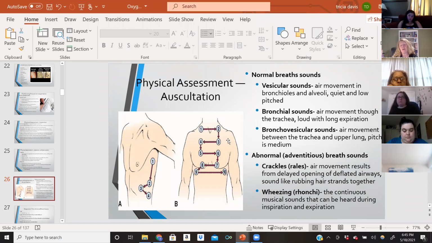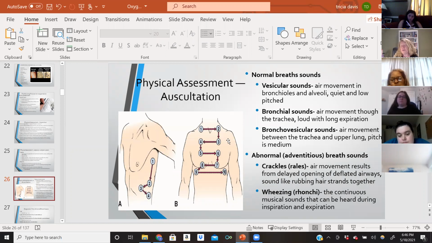Then we have bronchovesicular sounds, which is air movement that occurs between the trachea and the upper lung. Not going to be as loud as the bronchial sounds, but not as low as the vesicular. So it's going to be like a medium pitch. So those are all the normal breath sounds. We also have abnormal or adventitious breath sounds. So we have crackles and wheezing.